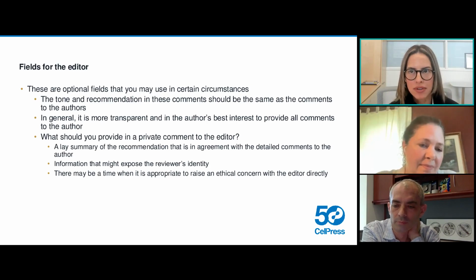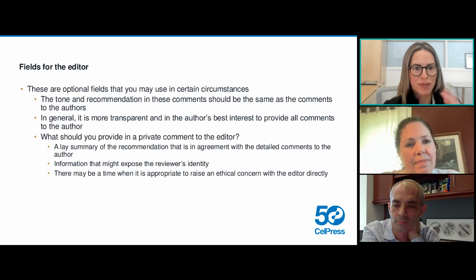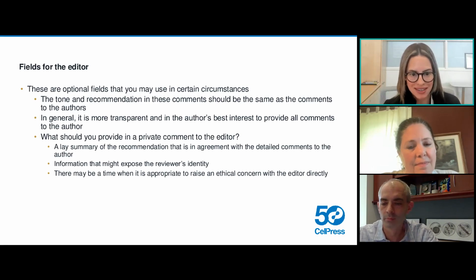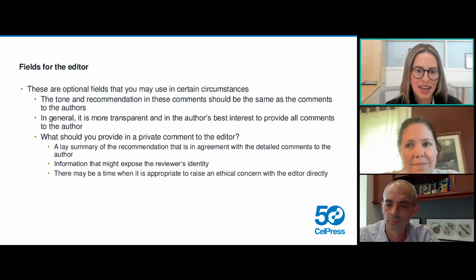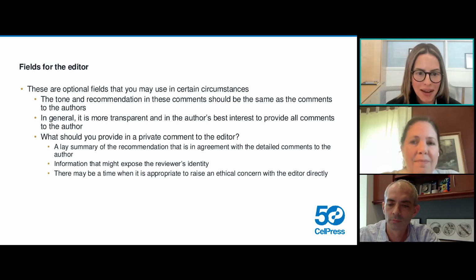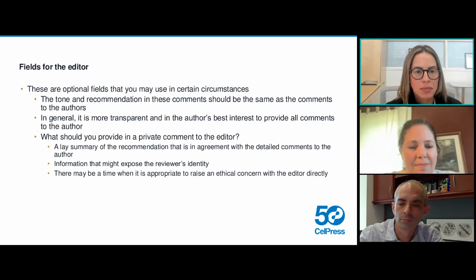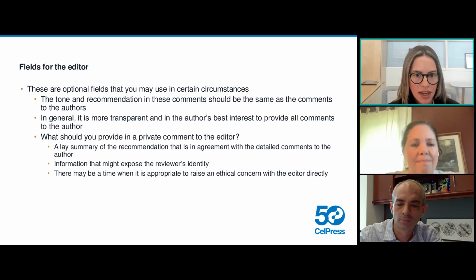Yeah. Similarly, I rarely use this subsection. In another instance, I've written something along the lines of potentially parallel work that is similar to the one presented, not from my lab, but that I've seen at a conference or have seen a preprint on a similar topic. I try to make the editor aware of that in this particular section, but very rarely use it.